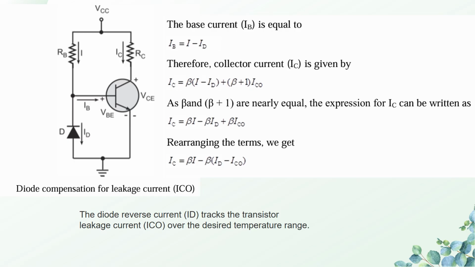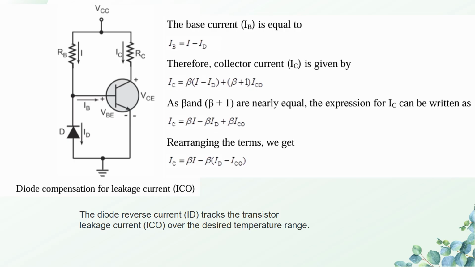Therefore the collector current IC is given by the standard equation of collector current, which is beta into IB plus beta plus 1 into ICO. Instead of IB we put equation 1 here. As beta and beta plus 1 are nearly equal, because the value of beta will be around 50 and in some cases 100, compared with 1 the beta value is very high, so we can approximately consider beta and beta plus 1 as equal.